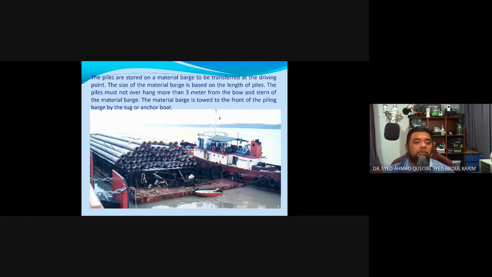The pile must not overhang more than 3 meters from the bottom stern of the material barge. This is in terms of placement. And the material barge is to be towed in front of the piling barge by a tugboat.